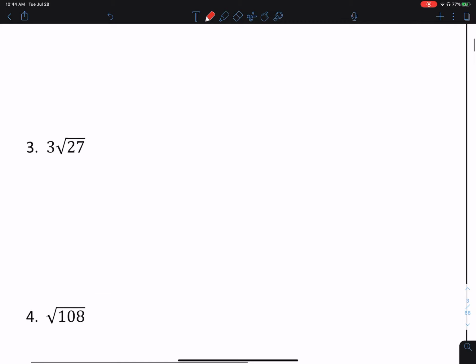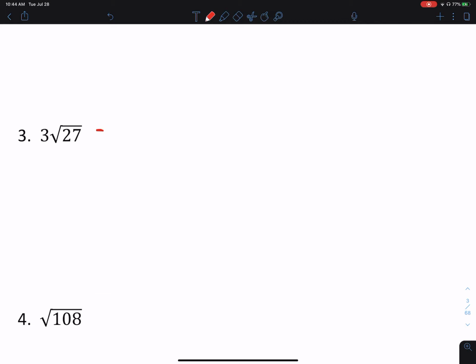Number 3, we have a number already on the outside of the equation, or on the outside of the radical. So we leave that number on the outside.